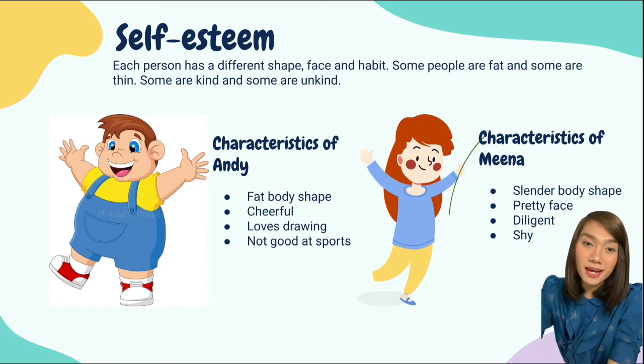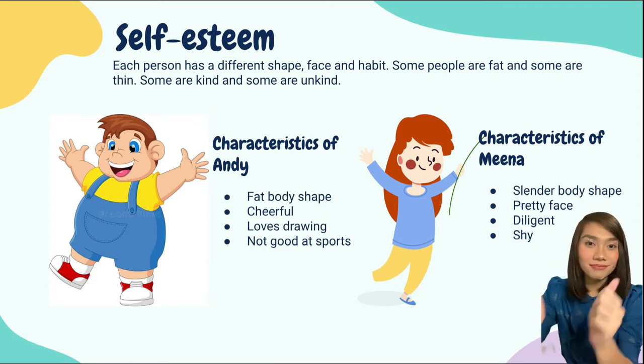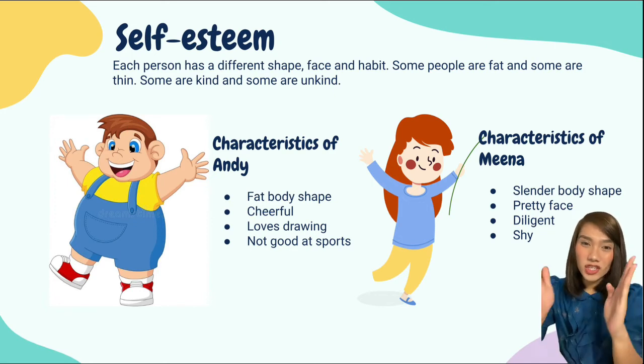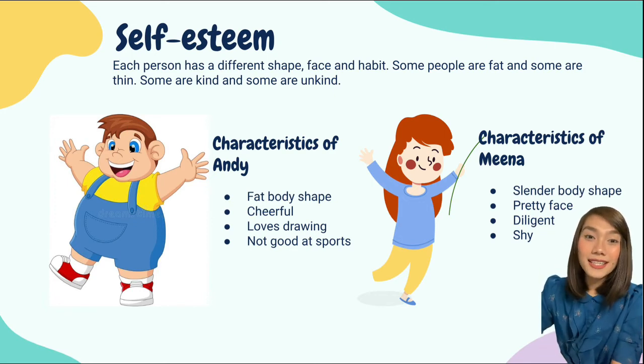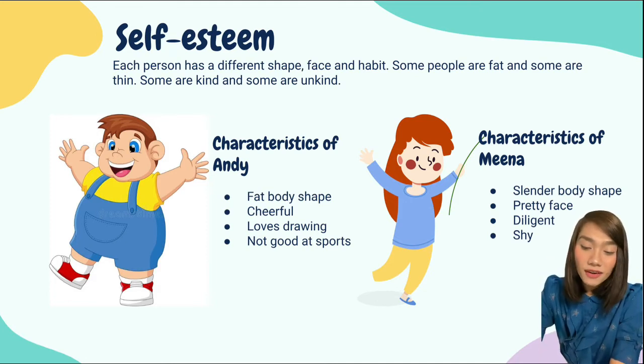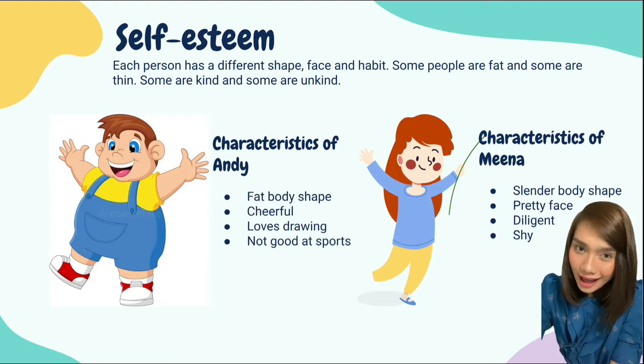Let's talk about Mina. So Mina's characteristics are, Mina has a slender body shape. That's right. So Mina has a slender body shape because she's kind of thin. She has a pretty face. That's right. She has a pretty face. She's very diligent. That's nice. And she is shy.